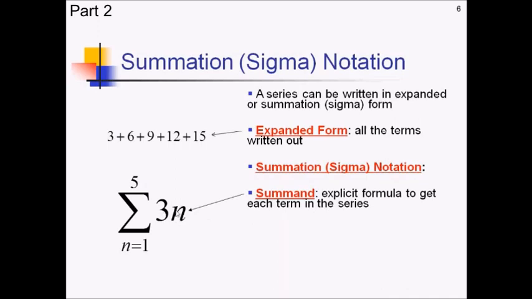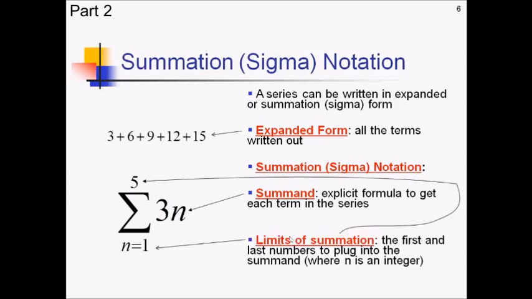Now, this formula by itself is not enough to tell you all the terms. We need to know what number we're starting at for plugging in and what number we're ending at. So that's what this 1 and 5 here are doing. These are called the limits of summation. These are the first and last numbers to plug in. And by the way, all the numbers between 1 and 5 that we're plugging in are going to be integers, so you're not doing like 3.6 or anything crazy.